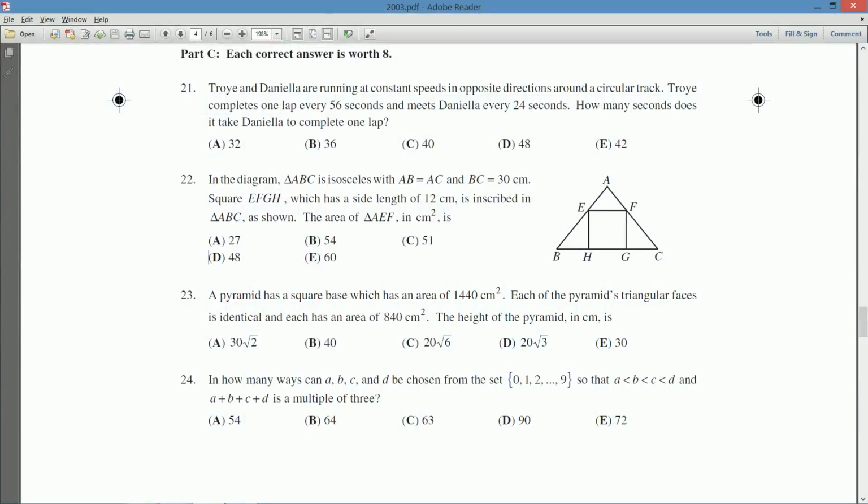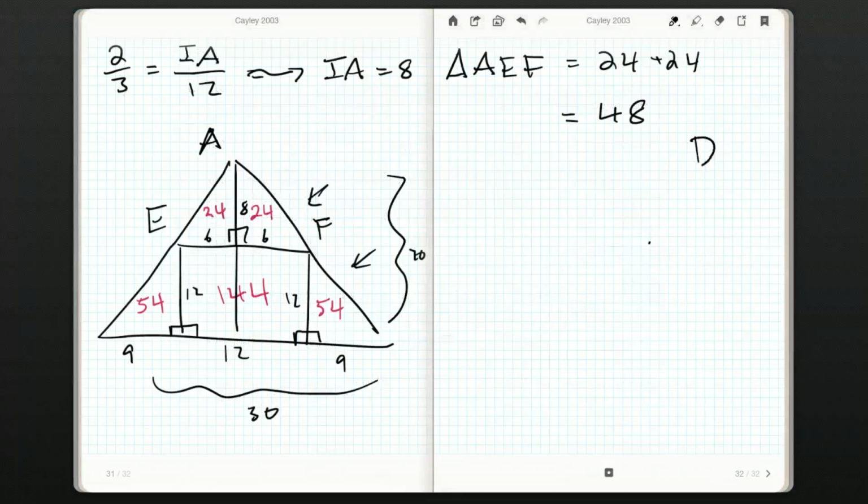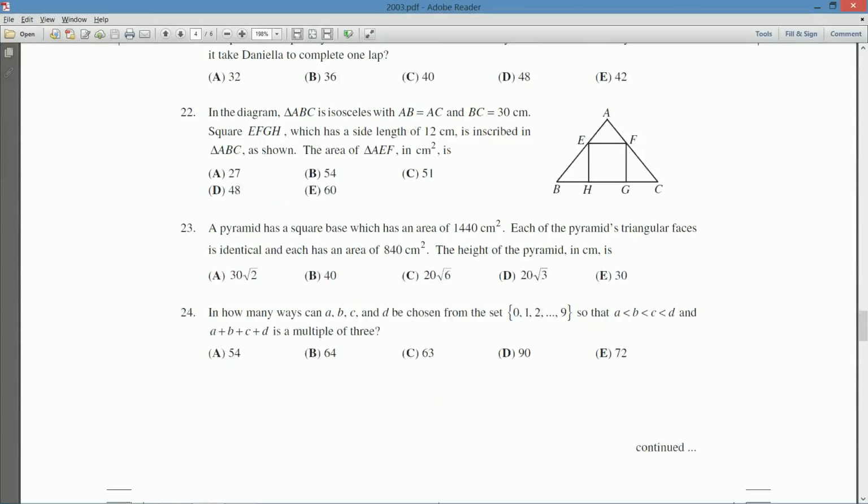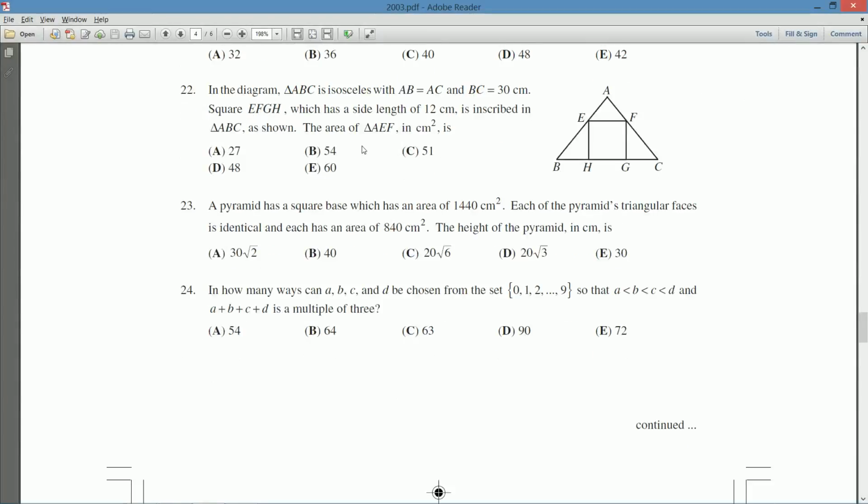48, there it is, D. So I do apologize for that. I must remember in the future to read these even more carefully than I tried to already, but D is going to be our answer. And fortunately, we did enough work that we didn't have to go back from scratch there. So that's nice. We can pat ourselves on the back at least for that.